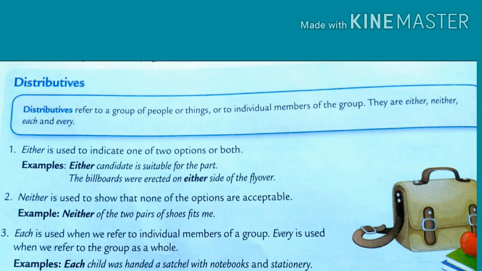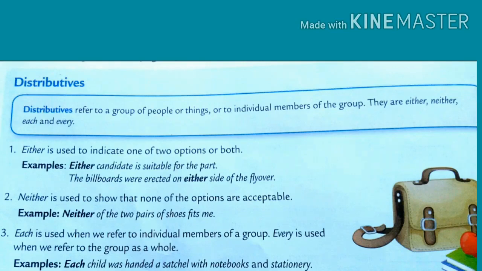Example, each child was handed a satchel with notebooks and stationery. Each child means an individual child in a class was handed a satchel with the notebooks and stationery. Every group was given 10 packets of rice. Here all the groups are combined into one, and they mentioned every group was given 10 packets of rice.